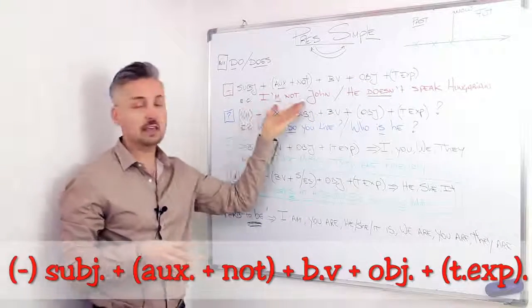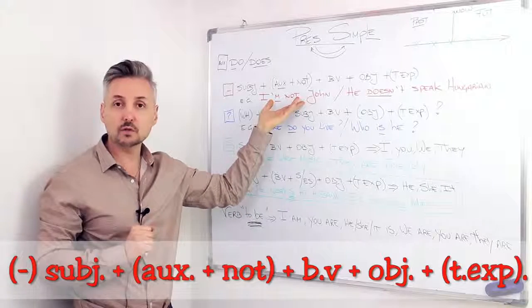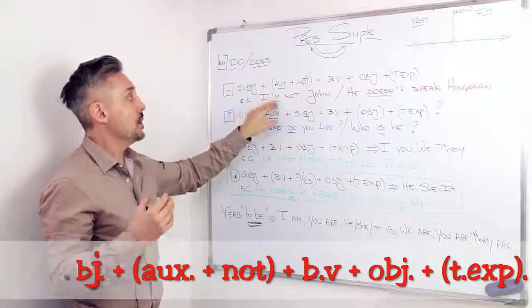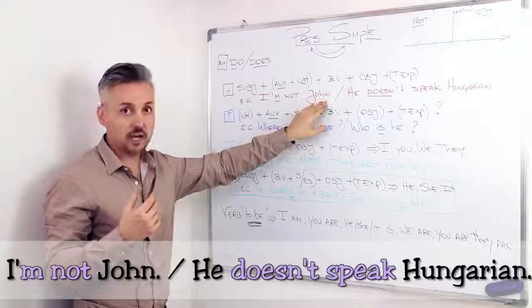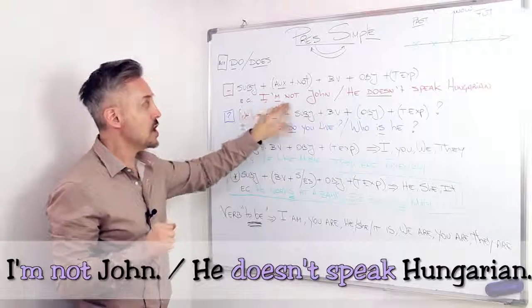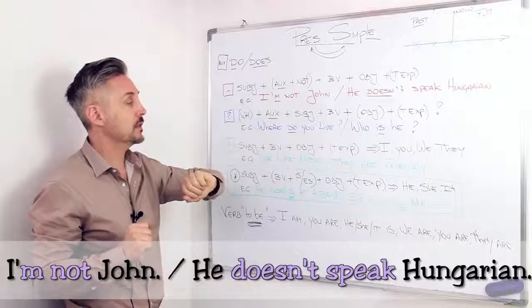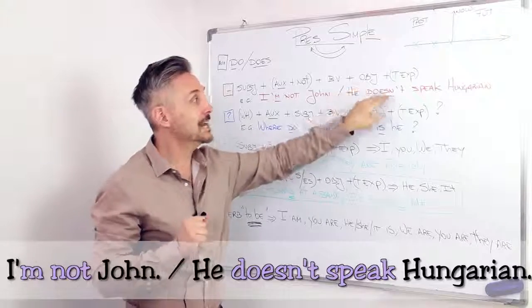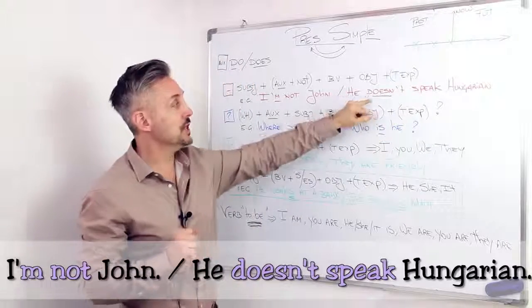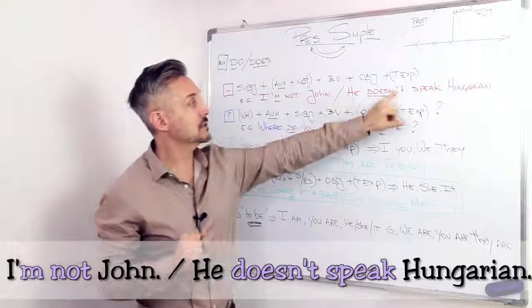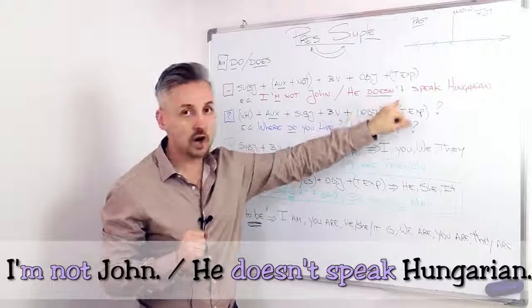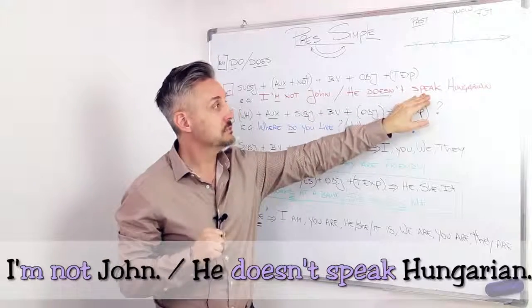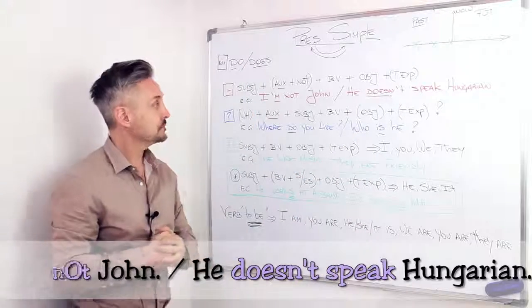I chose to start with the verb to be, and you know that the verb to be acts by itself, so it doesn't need an auxiliary. So the example is, I'm not John. I'm Mark, you know that. So I'm not John. I am not John. Now, an example without the verb to be would be, he doesn't speak Hungarian. So you can see does is the auxiliary, plus not, doesn't, does not. We prefer to use the contracted form. Then the base of the verb, which is speak, and then the object, Hungarian.